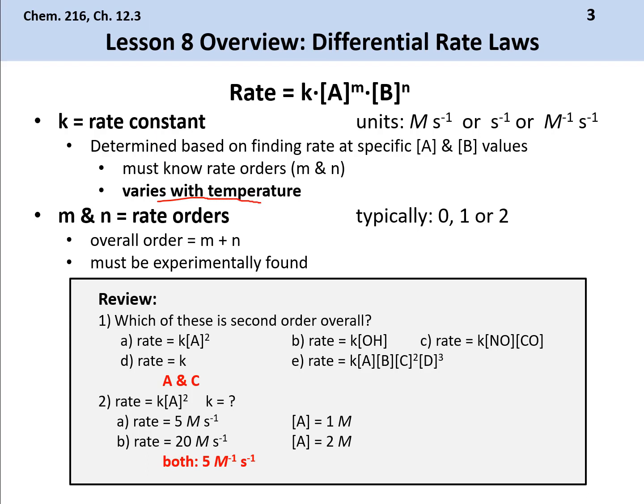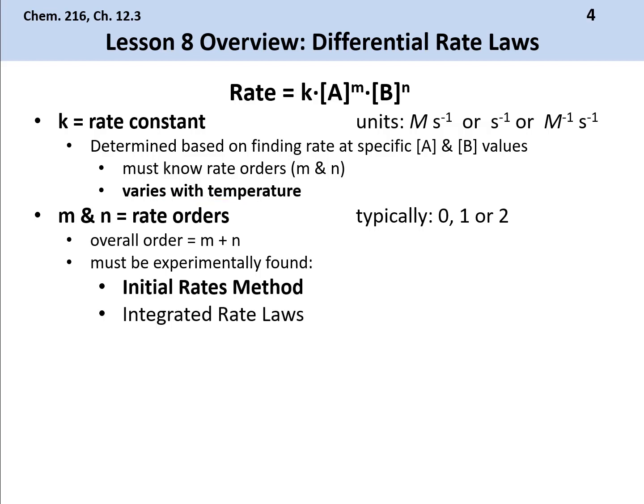And notice what happened. My concentration of A, I doubled. So what happened to my rate? It went up by a factor of 4. Why? Because 2 squared gets me 4. Okay, now let's move on.